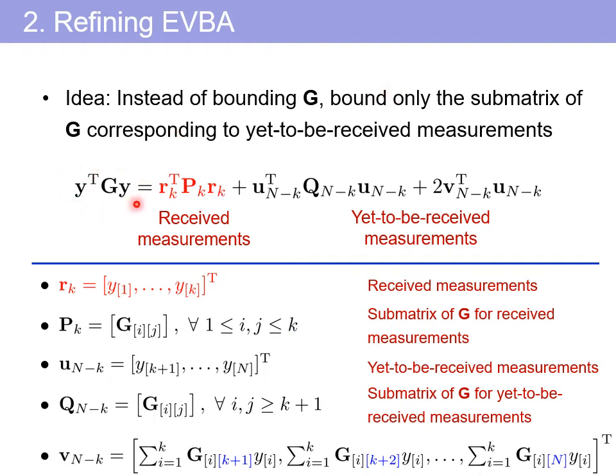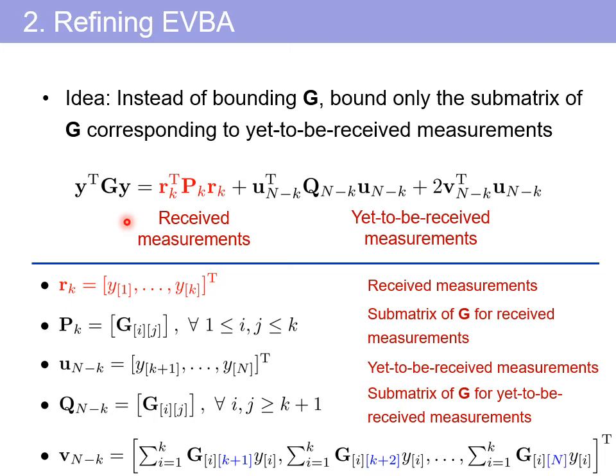If you open it up, again I'm skipping the steps, you can write it as a sum of two types of terms. The first is this R transpose P_k. Now let me tell you what the notation is. R is the set of measurements that have been received till now. So if you've received the k best measurements, this is the vector R. And P is the submatrix of G corresponding to these k received measurements. So essentially, you take the submatrix of G and you compute this quadratic R transpose P_k.